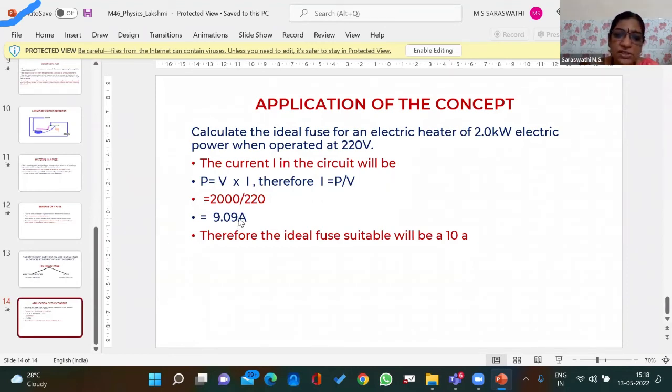So this kind of problems they can ask. What is the fuse rating of the circuit? Like that they can ask. So since it is 9.09, you need to have a fuse having a rating slightly more than that. Okay.